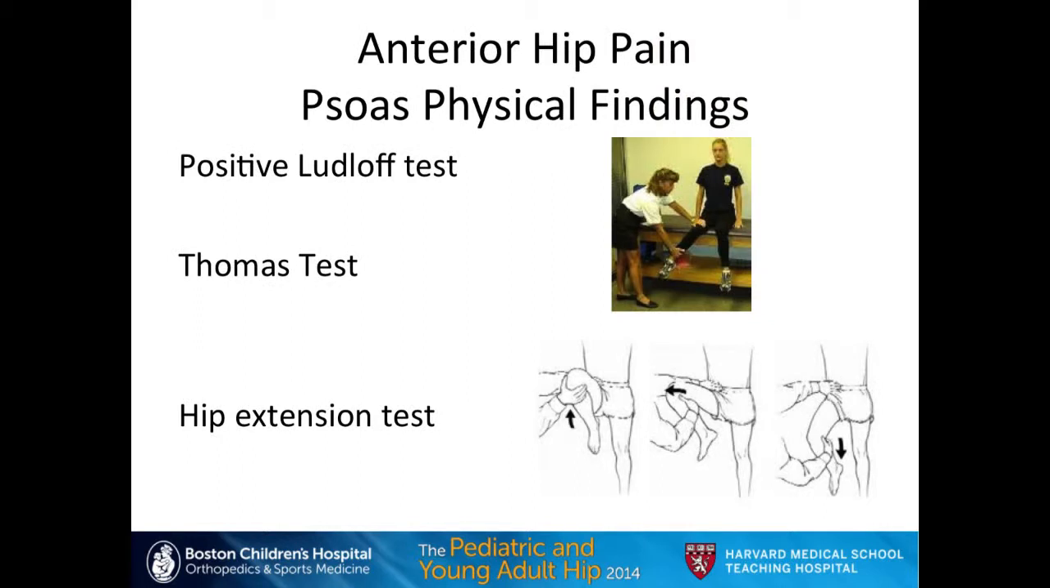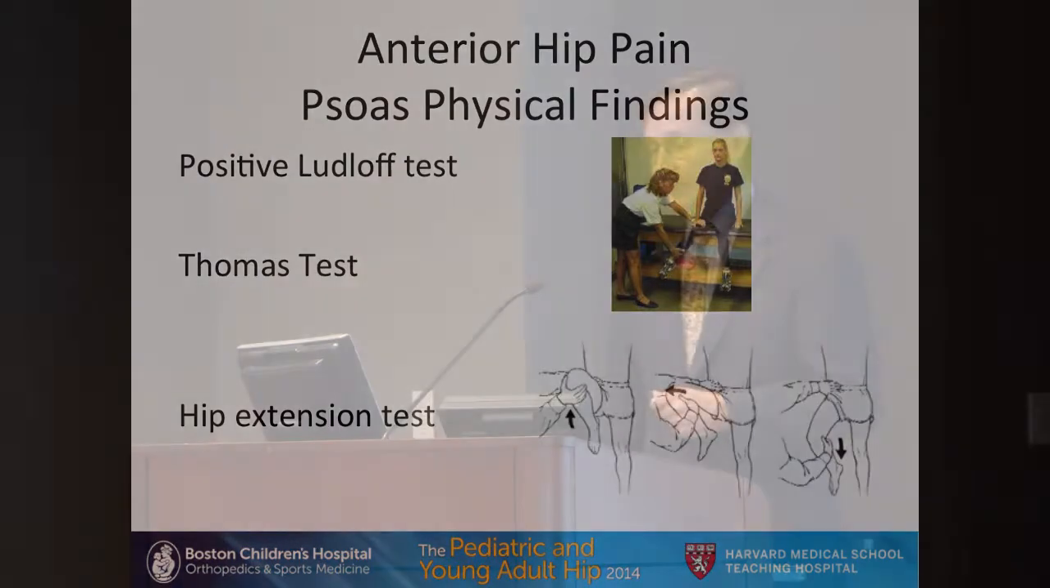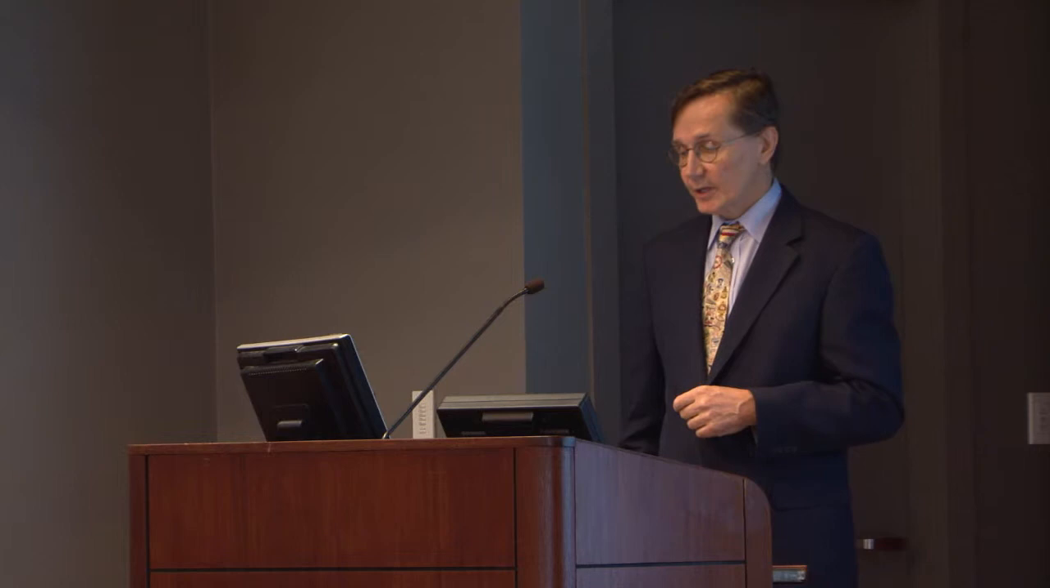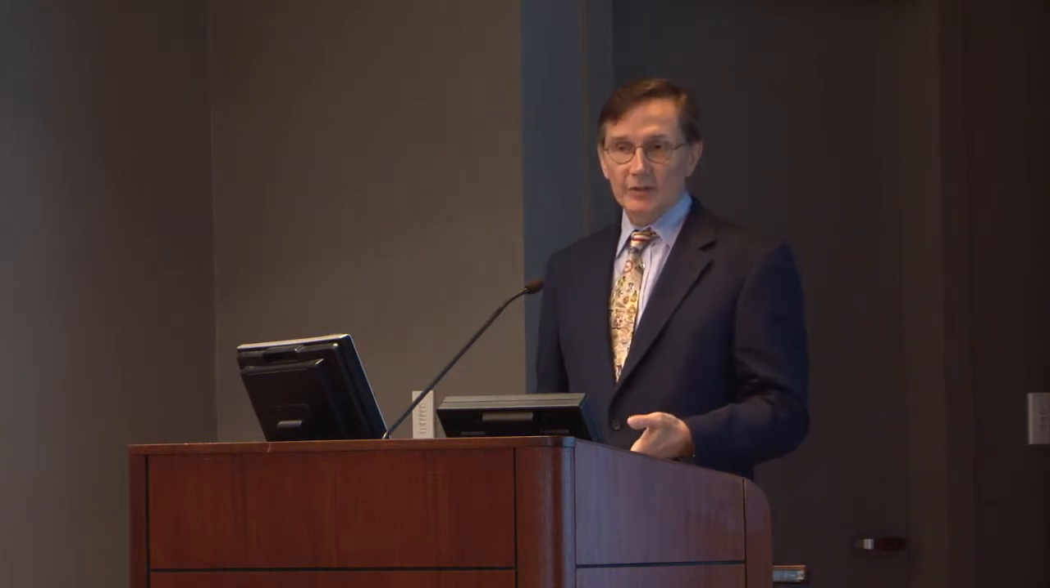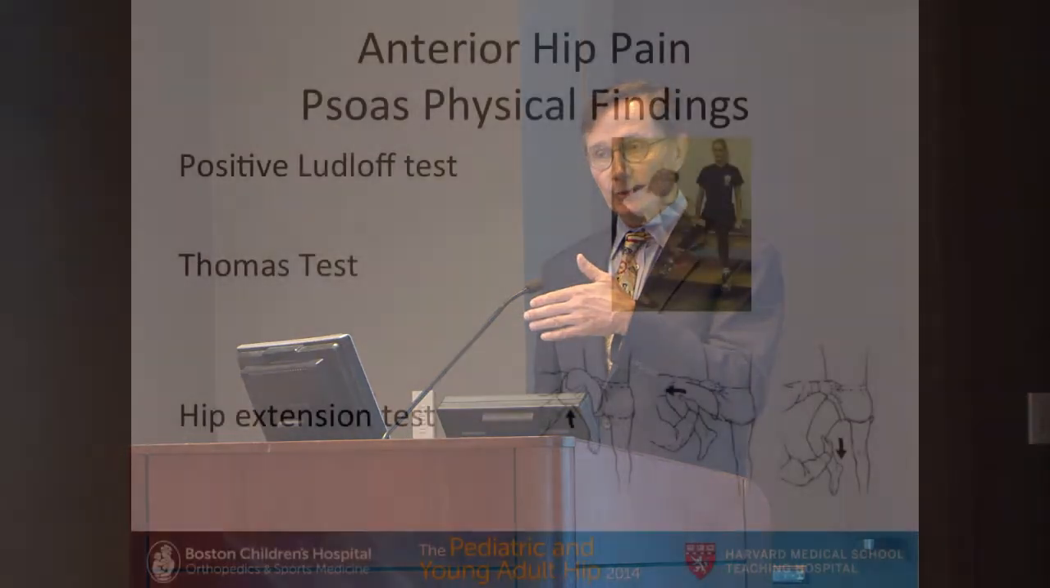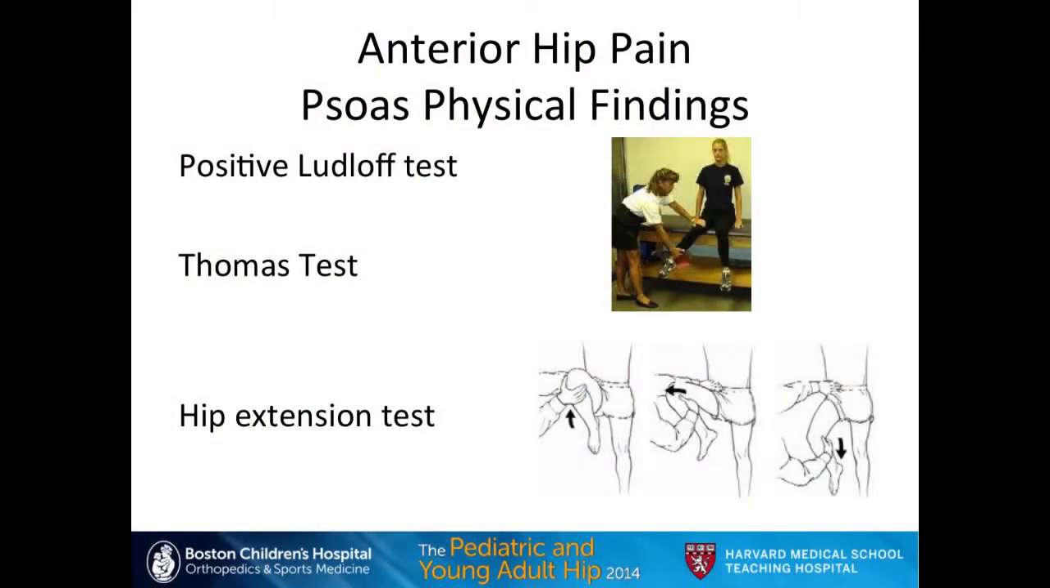Physical findings for hip flexors are a positive Ludloff test, where you have a seated position with the knee extended and go into a flexed position causing pain, and that somewhat isolates out the hip flexor, or the typical Thomas test, which I'm sure most of you know, where you can actually stretch the hip flexor. And then on the bottom right-hand side, the hip extension test, where you flex, abduct, externally rotate, and then bring it into extension, you can get a popping or painful sensation.